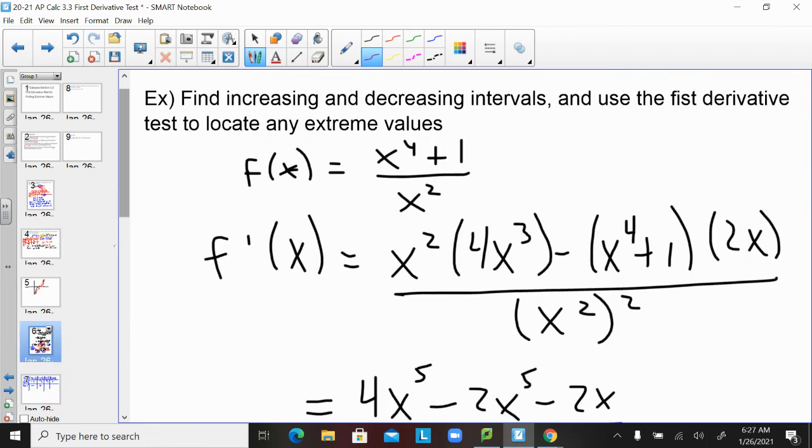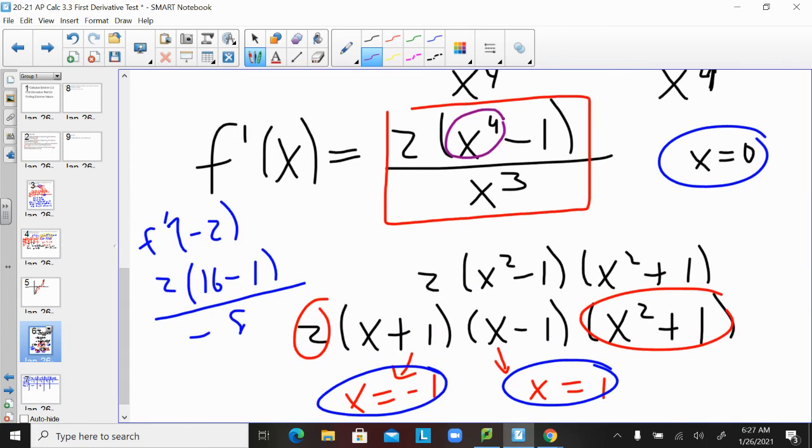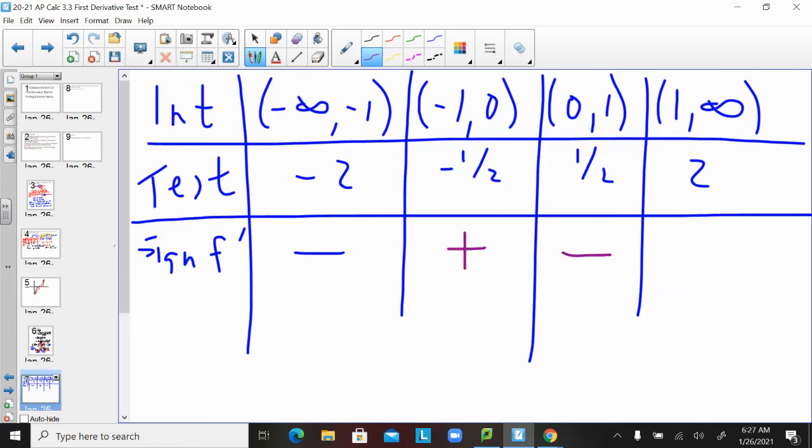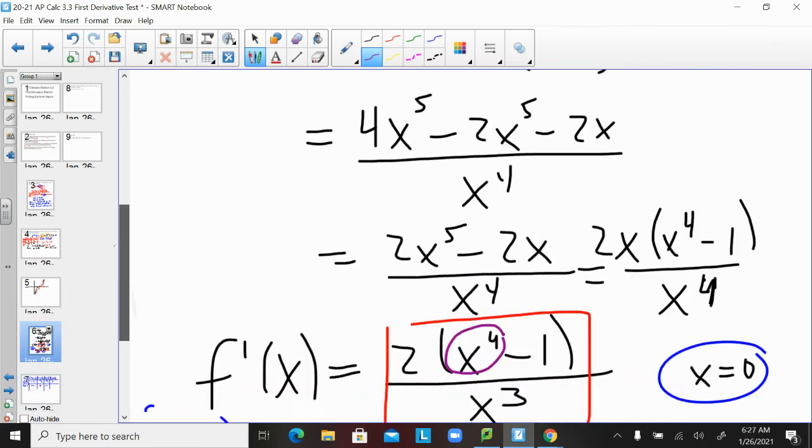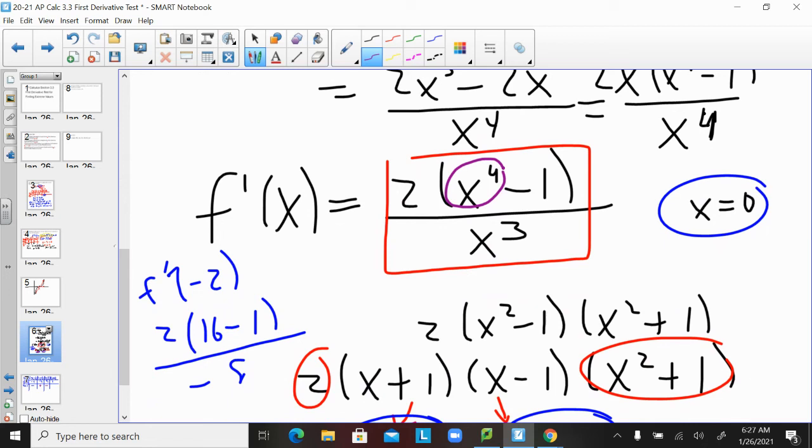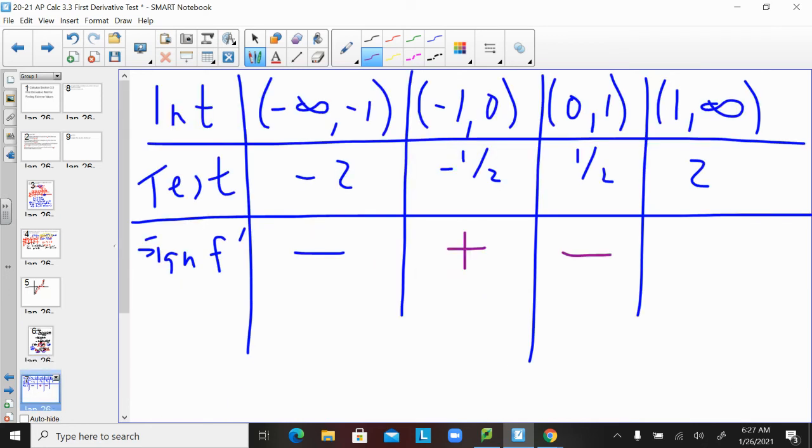Plugging in 1/2. Very similar. The bottom is 1/2 cubed, which is positive. The top, I have 1/16 minus 1, which is negative. So I have a negative over a positive, which is negative. And then when I plug in 2, I have a positive on top and a positive on the bottom. Turned out to be a positive.